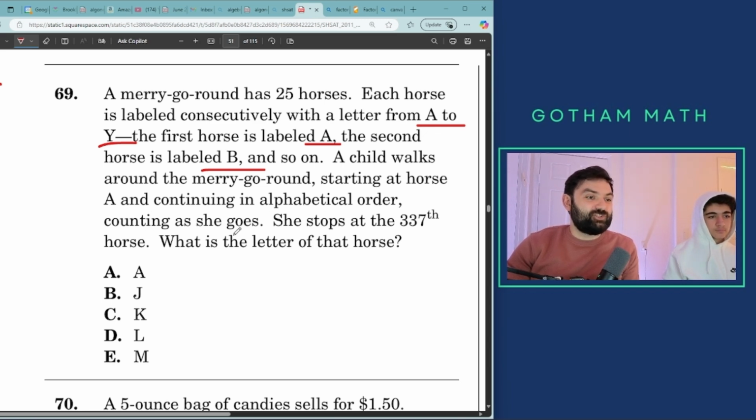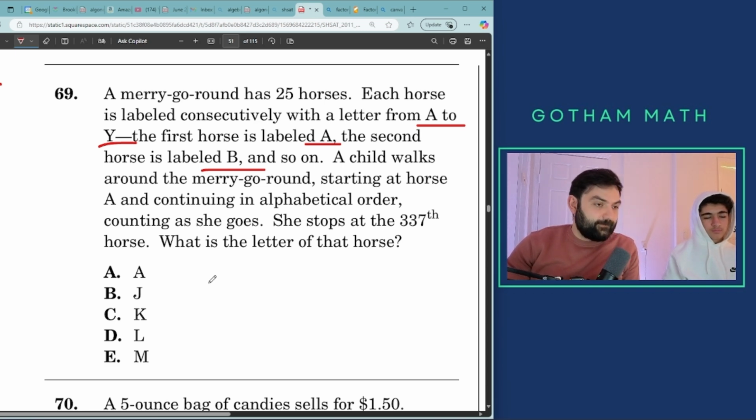counting as she goes. She stops at the 337th horse. What is the letter of that horse? I think for that we need to know how many letters are in the alphabet. 26, but since it doesn't have a Z, it's 25. Okay, yeah, very good. So what went wrong then?